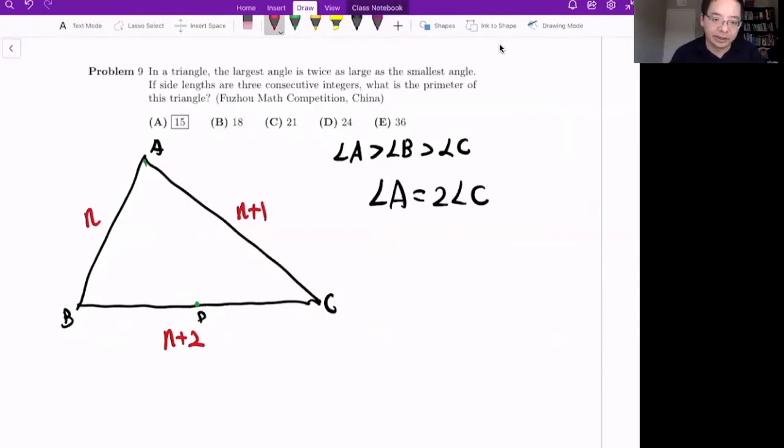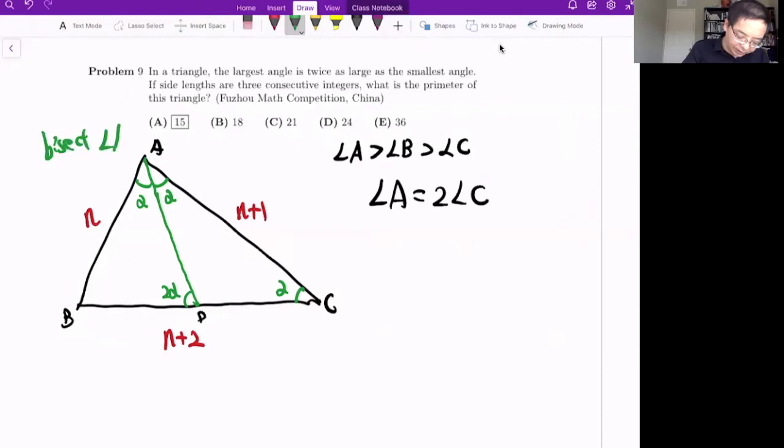Because we know they are consecutive, the question is what's next? For this kind of problem, if we know one angle is twice or triple another angle, one common way to try is to bisect or trisect that angle. So here, let's bisect the angle A. Let's say this is alpha. We put this one as alpha. Therefore, this is alpha, and this is 2 alpha. We bisect angle A.